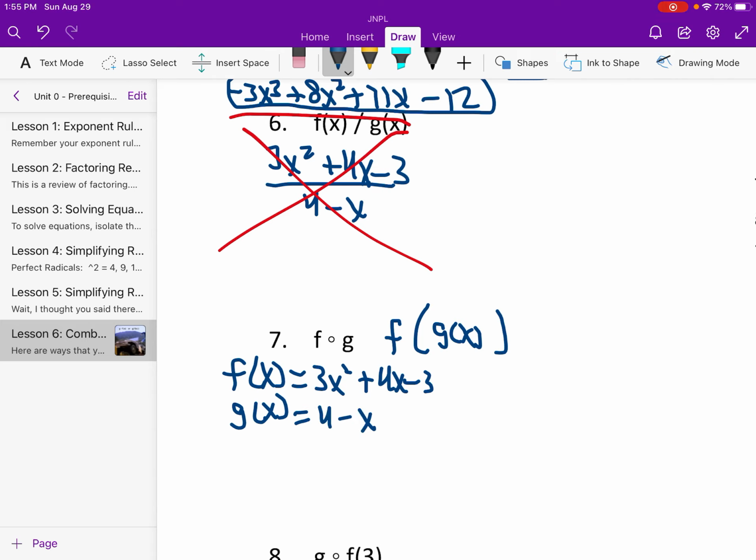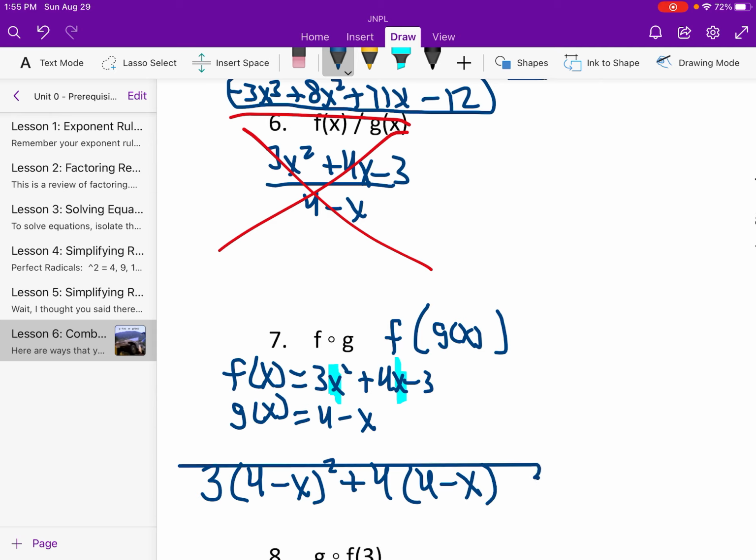So that means anytime we see an x in the f of x, which happens to be 2 times, we replace it with g of x, which is 4 minus x. Alright, that's what we're going to do. So let's go ahead and just do 3 times (4 minus x) squared plus 4 times (4 minus x), minus 3. Don't forget that minus 3.